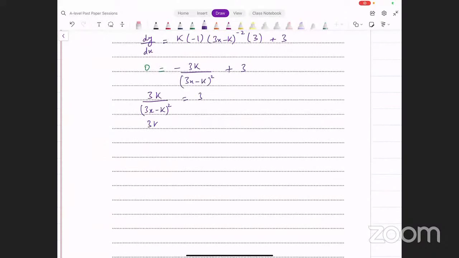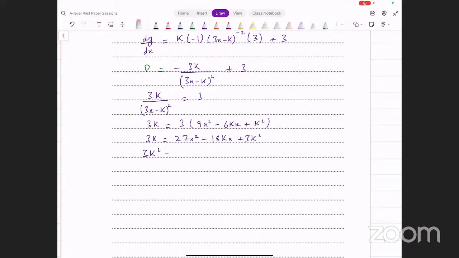We get 3k equals 3 into this thing. Let's go evaluate. 3x whole square is 9x square minus 2 into 3x into k, that's 6kx, plus k square. Let's simplify. We get 3k equals 27x square minus 18kx plus 3k square. And that gives me 3k square minus 18kx.